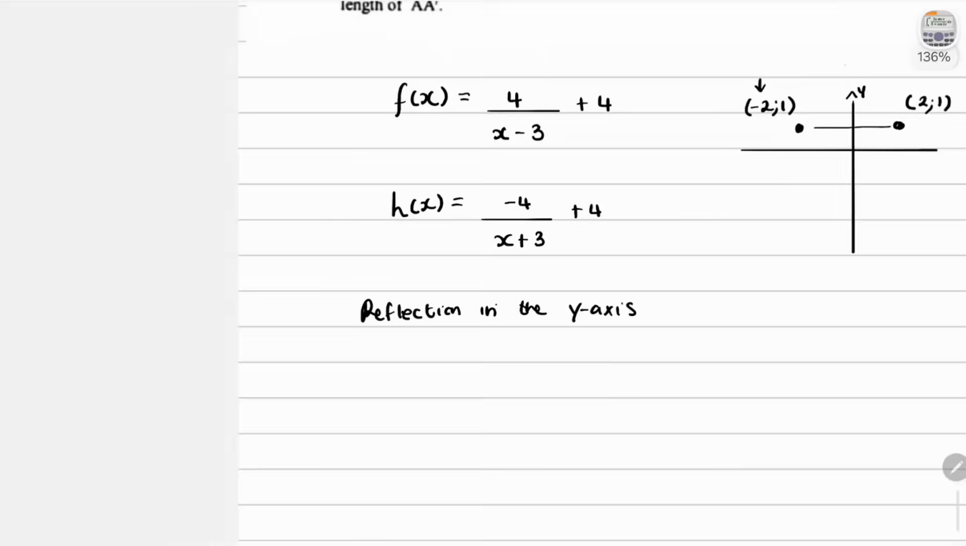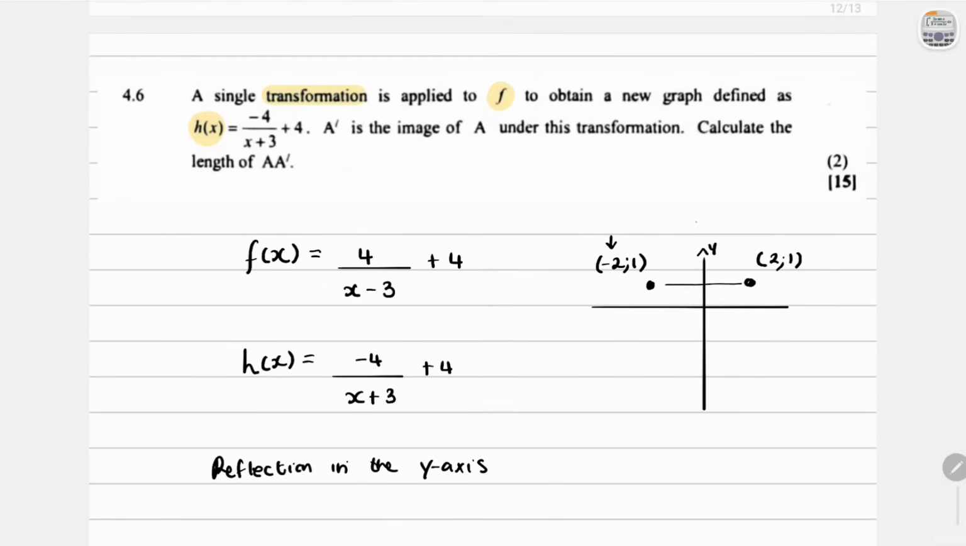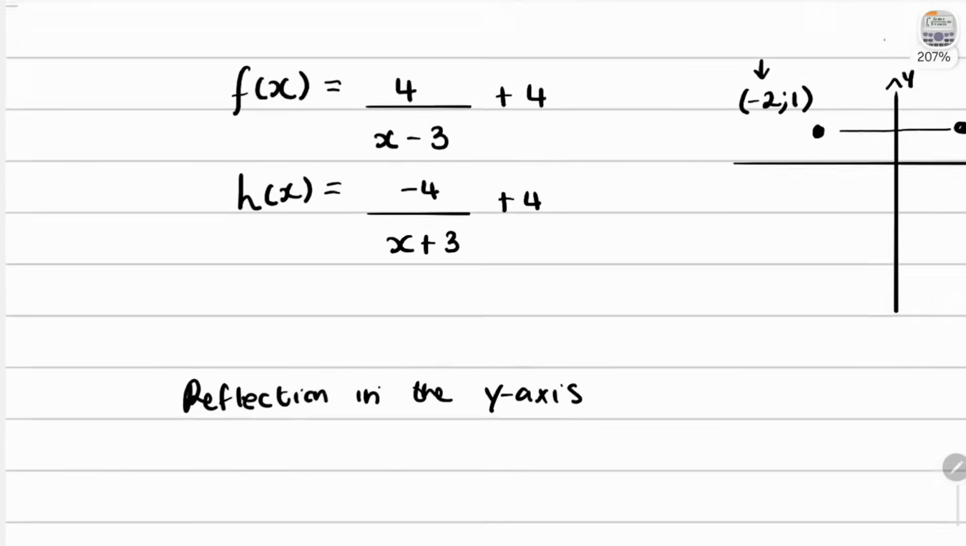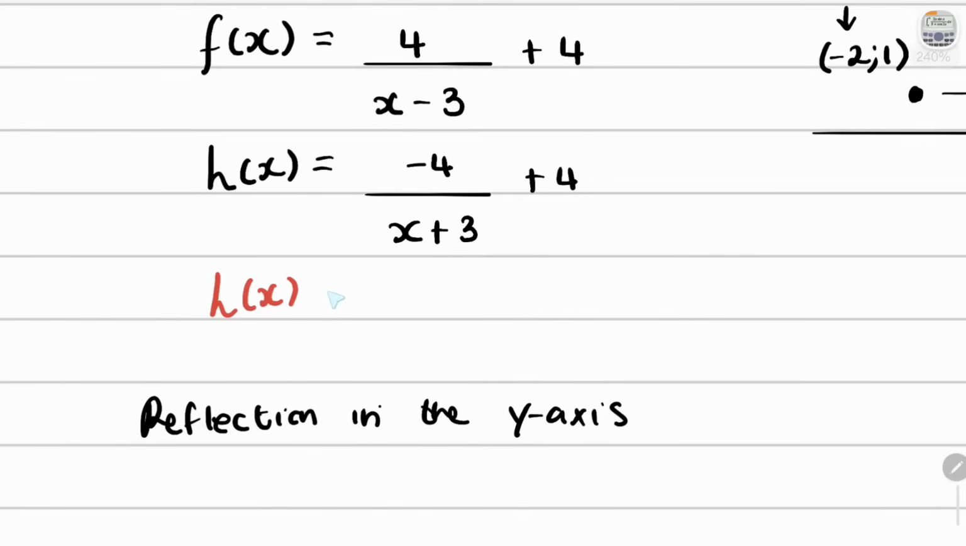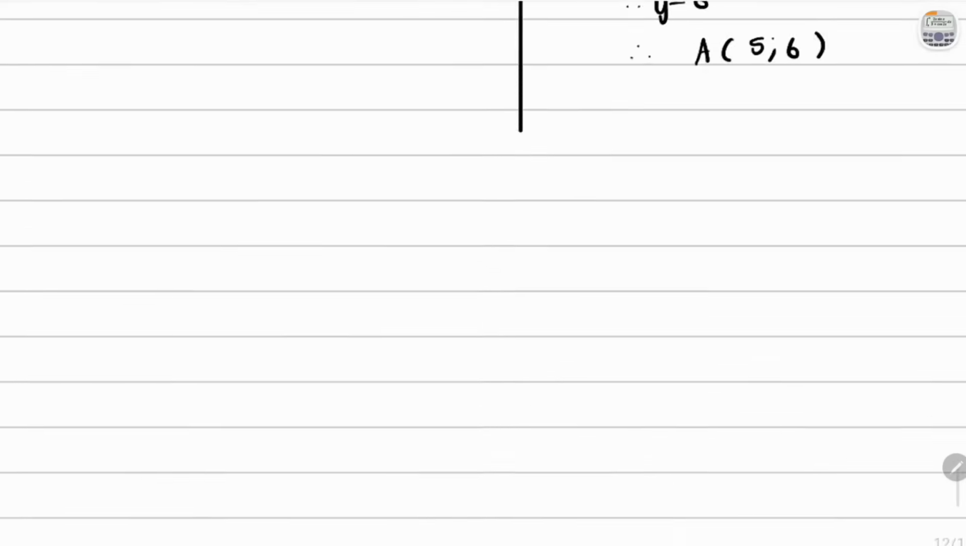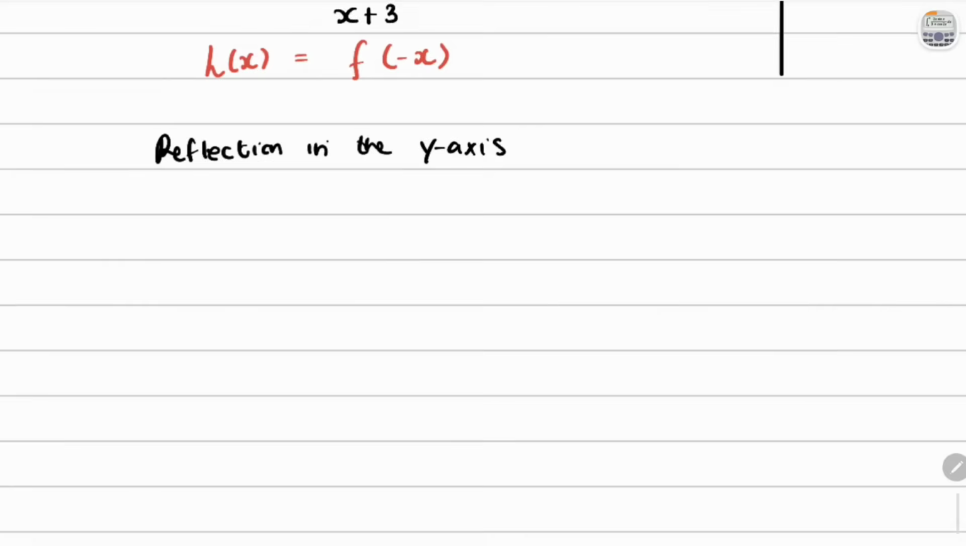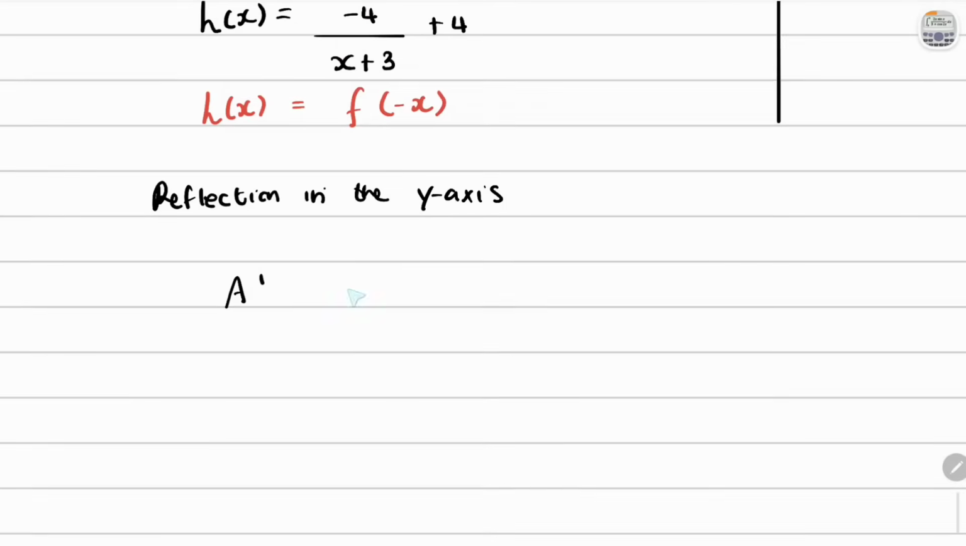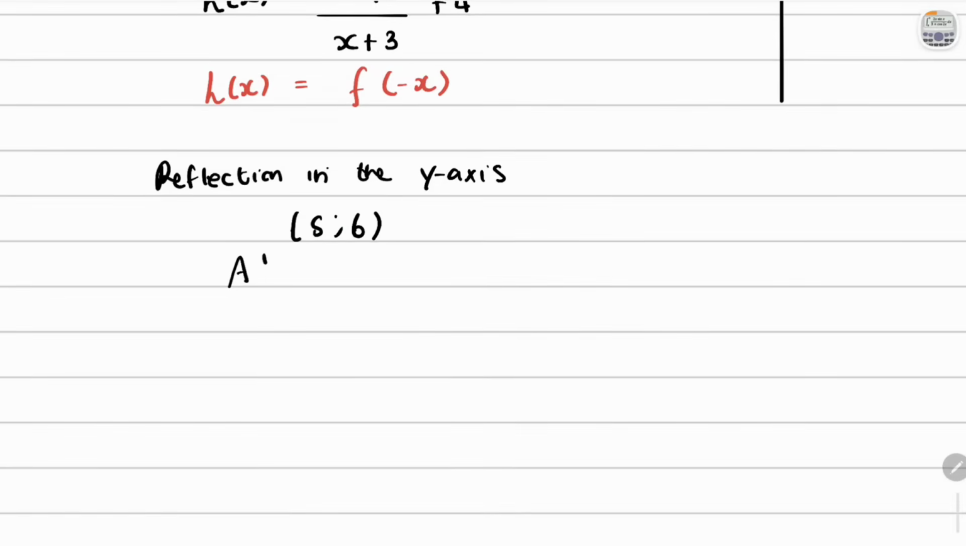So now we can apply this transformation to that point A. Let me just include that in order to obtain h of x, we set f of -x, reflection in the y-axis. Now let's go ahead and apply that to A. A was 5 and 6, so A prime will be, remember reflection in the y-axis causes all the x values to change. They will get multiplied by -1. So this gets multiplied by -1, making A prime -5 and +6.